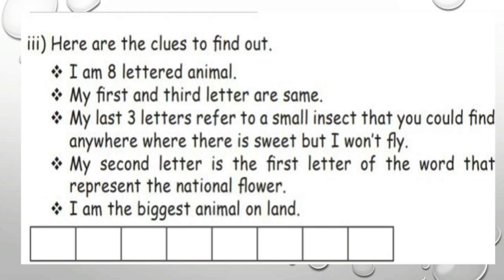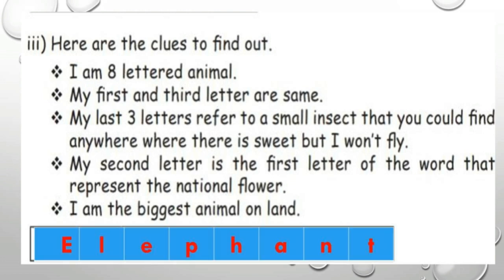My second letter is the first letter of the word that represents the national flower. What is the national flower? Yes, lotus. What's the starting letter of lotus? L. I am the biggest animal on land. So, shall we find what animal it is? Yes, the name of the animal is elephant.